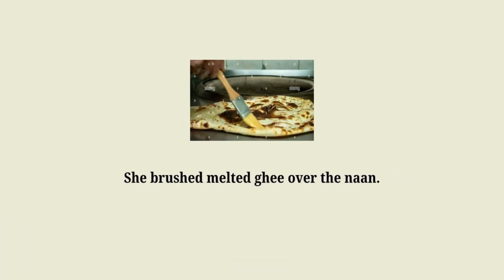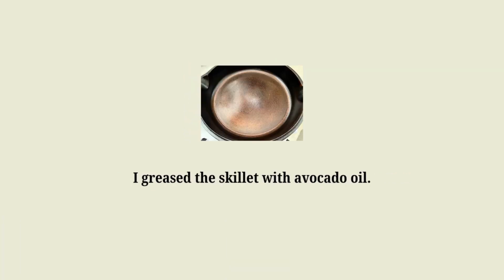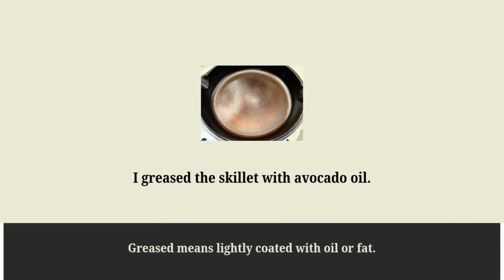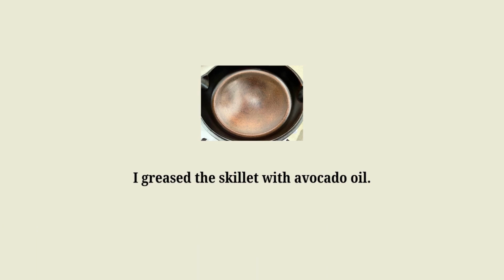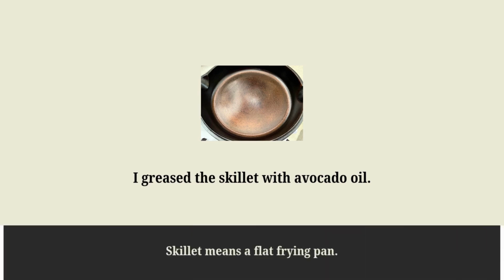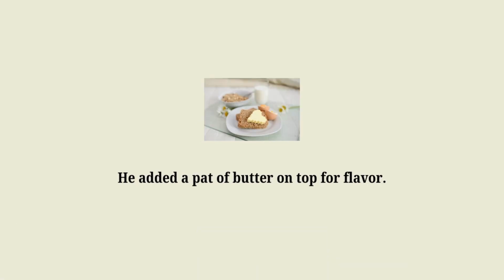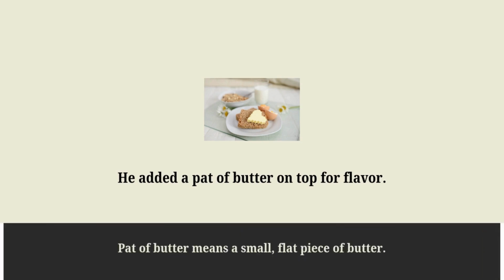She brushed melted ghee over the naan. I greased the skillet with avocado oil. Greased means lightly coated with oil or fat, and skillet means a flat frying pan. He added a pat of butter on top for flavor. Pat of butter means a small, flat piece of butter.